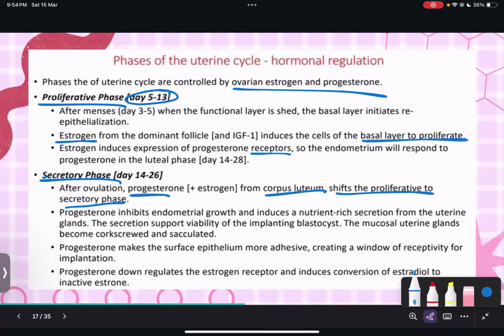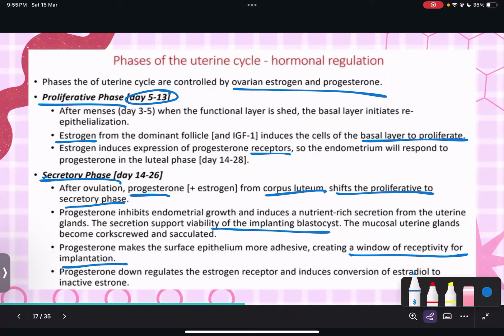So in case the egg gets embedded in the endometrium, we want it to have a nutrient-rich environment in order for it to grow perfectly. So the secretions support the viability of the implanting blastocyst, which is the egg, and the progesterone makes the surface epithelium more adhesive, creating a window of receptivity for the implantation. This is again all for the sake of the implantation or the pregnancy, in case it happens.